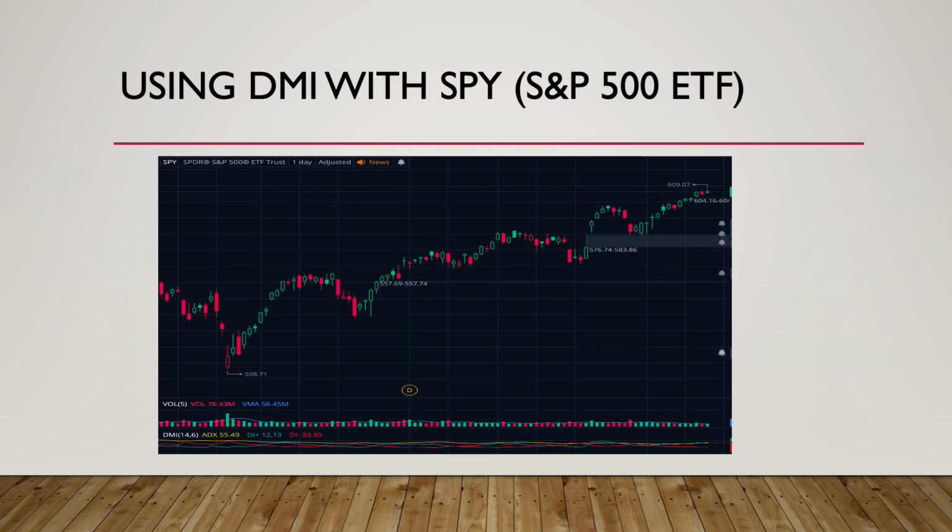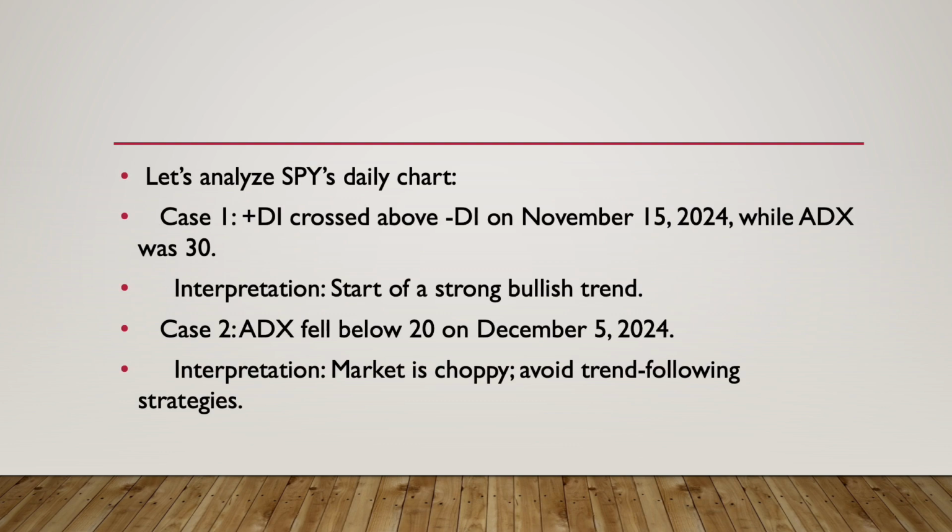Using DMI with SPY, the S&P 500 ETF. Let's analyze SPY's daily chart. In case 1, the plus DI crossed above the negative DI on November 15, 2024, while the ADX was at 30. The interpretation of that was the start of a bullish trend.